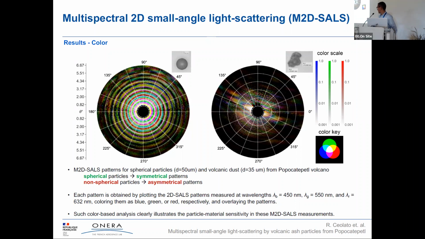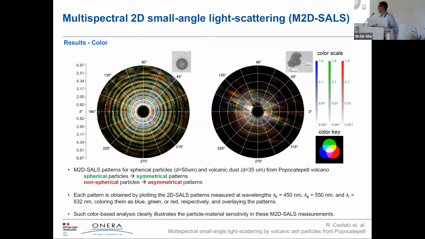So from the multispectral patterns for spherical particles and dust, we have on the left-hand side spherical particles that produce a very symmetrical pattern, and non-spherical particles that will produce an asymmetrical pattern. So in a qualitative way, we can easily detect spherical from non-spherical particles in a cloud, for example. So this was done in the lab, of course, but the idea is to link the scattering pattern with the morphology of the particle. This has been done in the community using small angle light scattering.